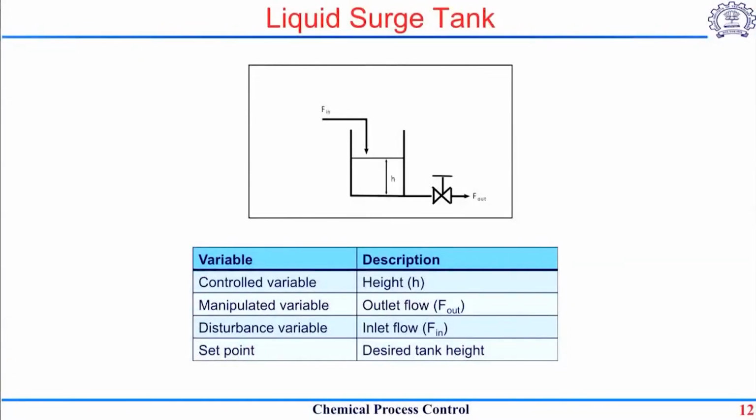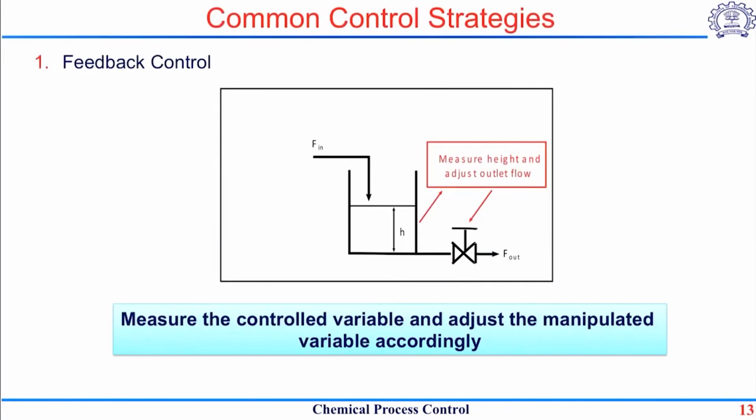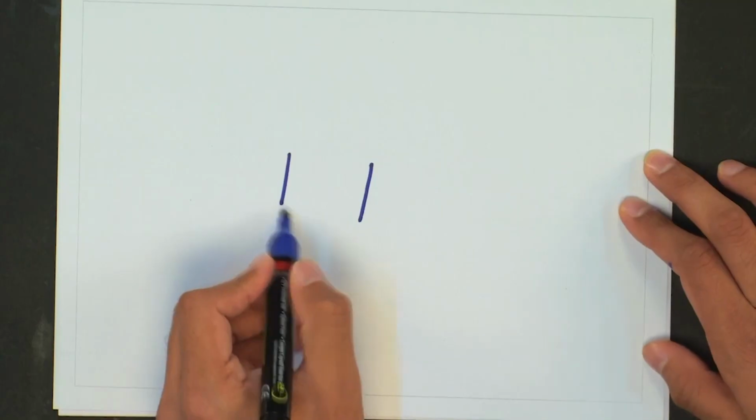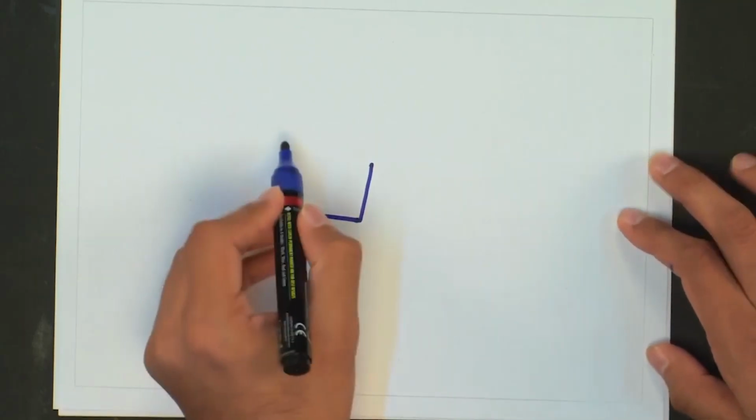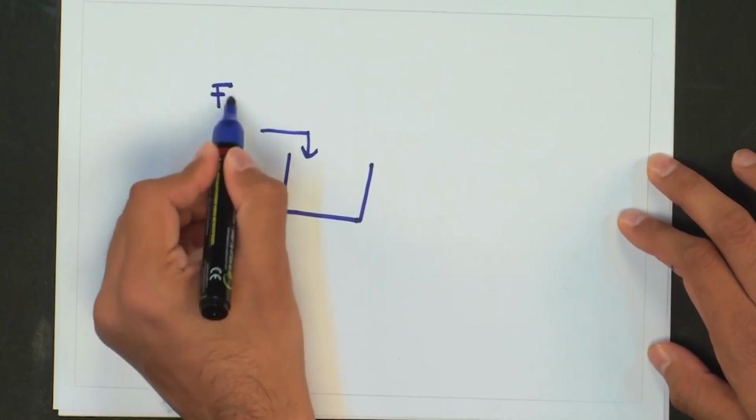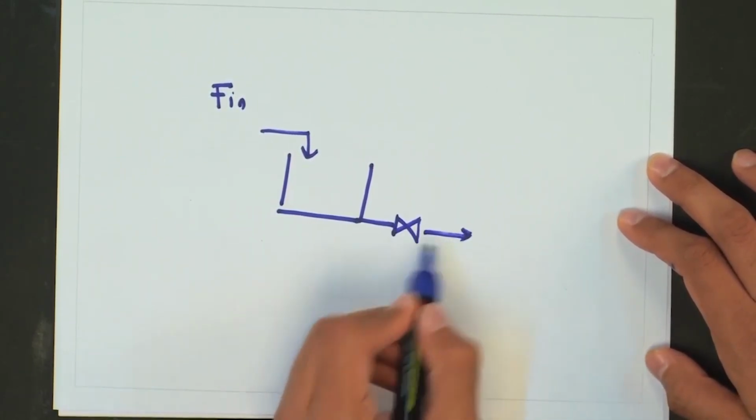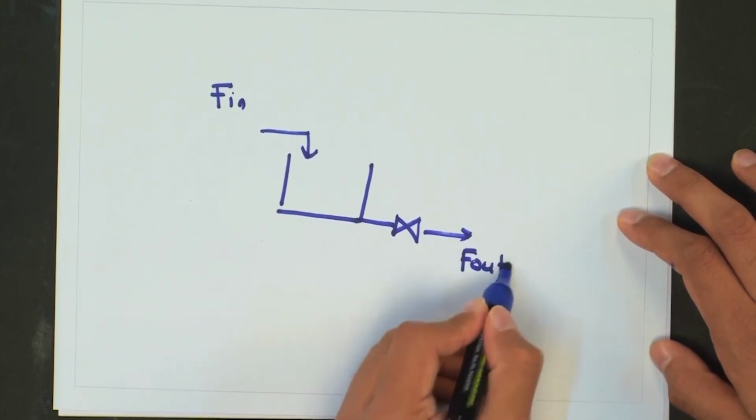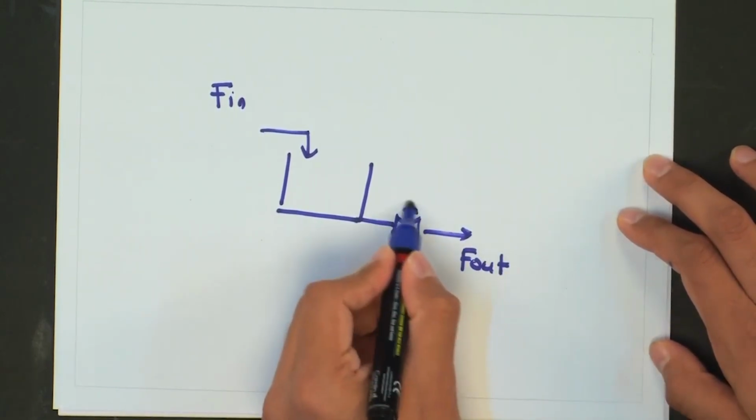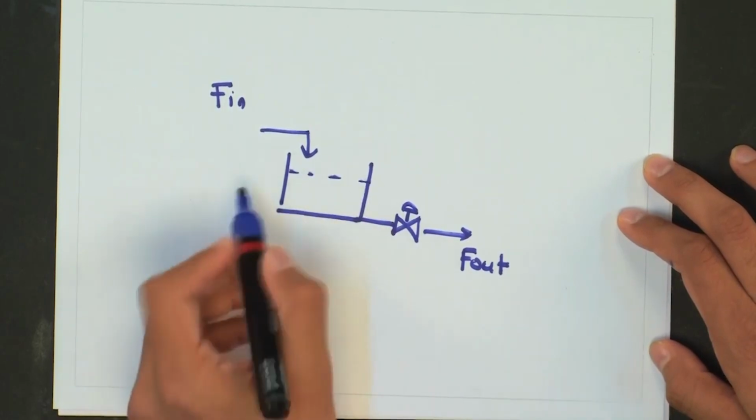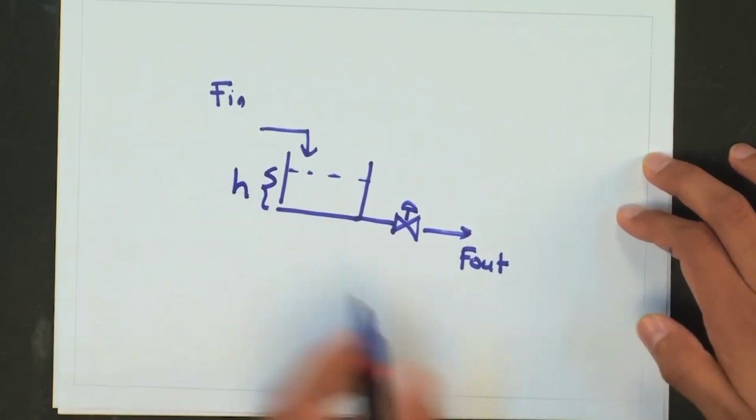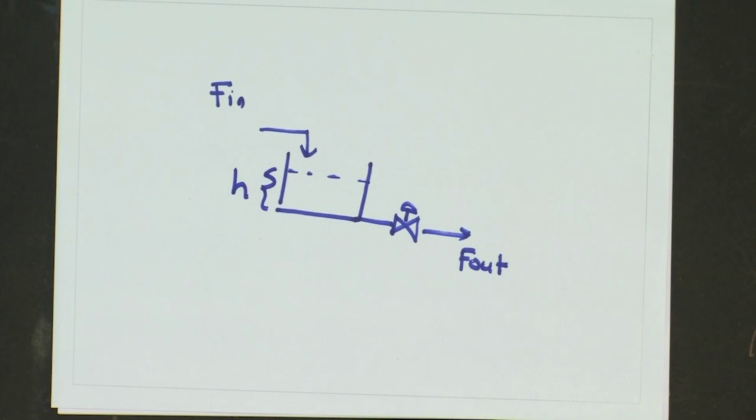We will now try to look at what are the different strategies in which we can control the level inside this tank when there is some disturbance in the inlet flow rate. So, this is our surge tank.